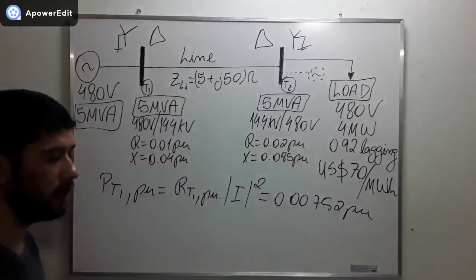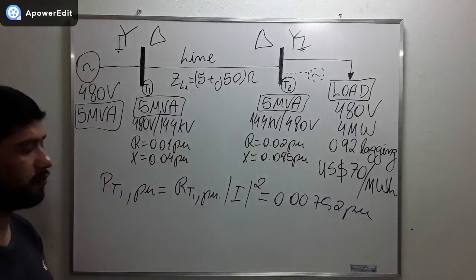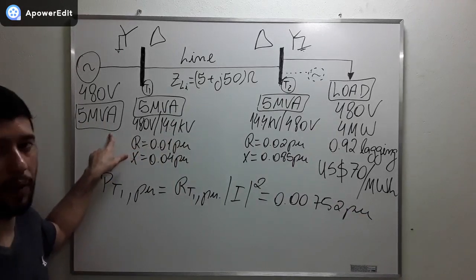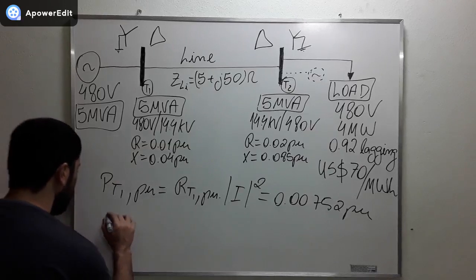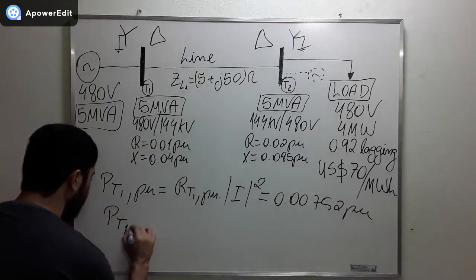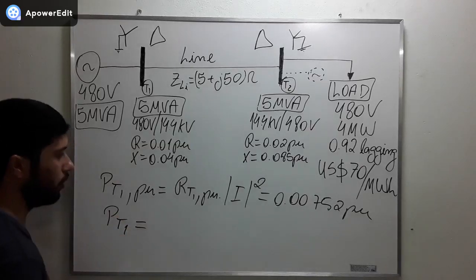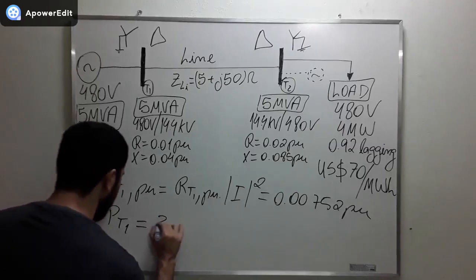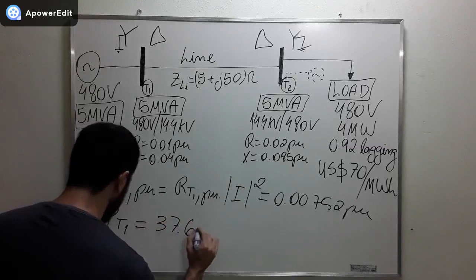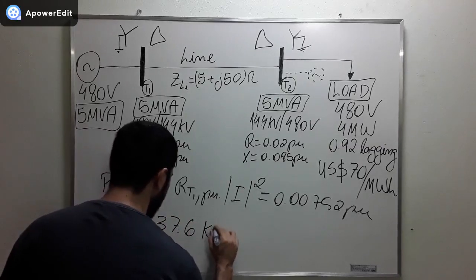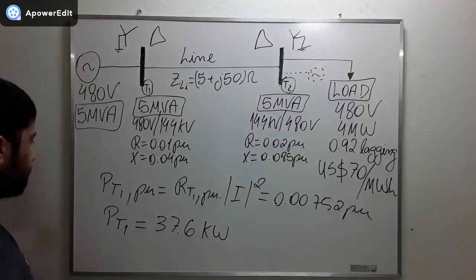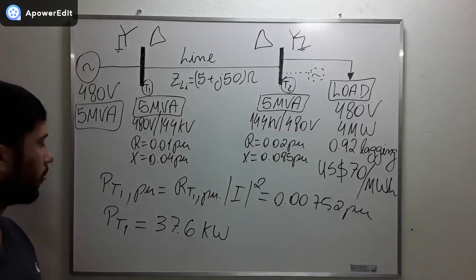This is in per unit. To find the value in watts, we need to multiply by the base value for the power. So the real power lost in transformer number 1 is going to be 37.6 kilowatts. Okay. Is everybody understanding?